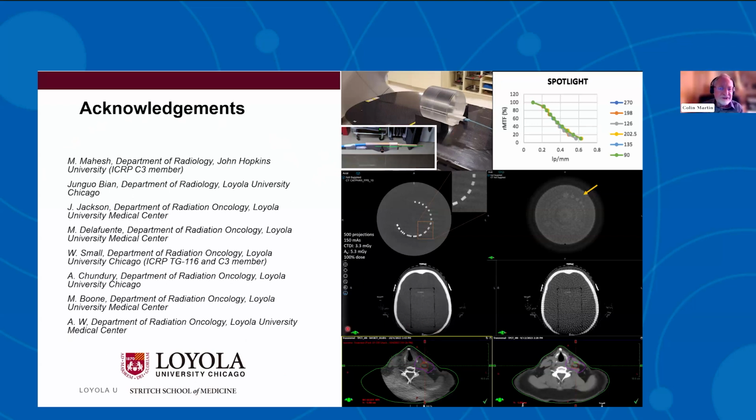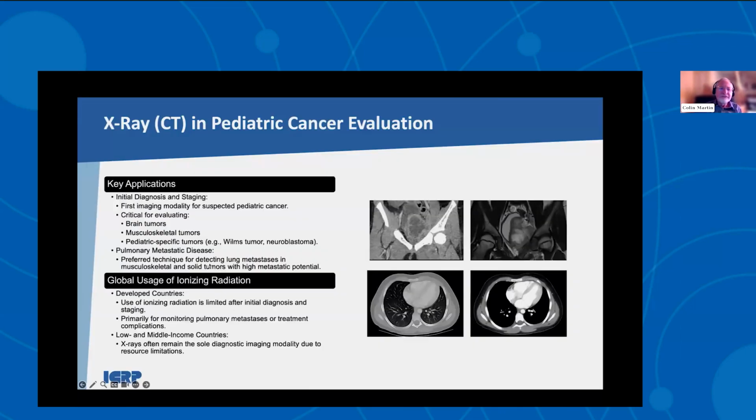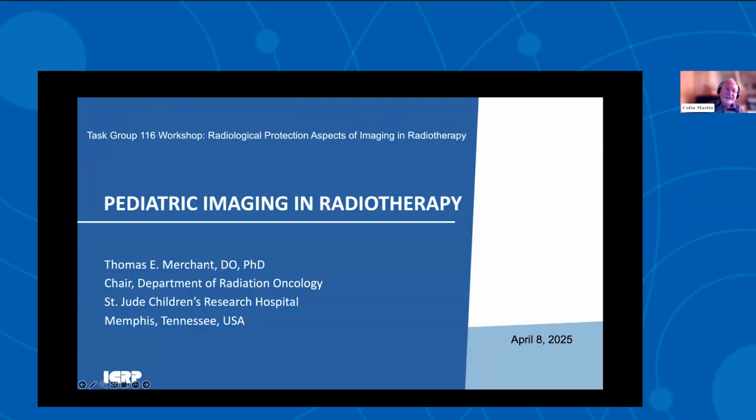Sebastien, that gives you some of the idea of what you might have to do when you're optimizing to make sure the image quality remains adequate. Yeah. So we now move on to cover the pediatric area, which is probably one of the most difficult and one of the most important areas. So Thomas Merchant from St. Jude Children's Hospital in Memphis, Tennessee, is an oncologist working on this who will tell us about that.